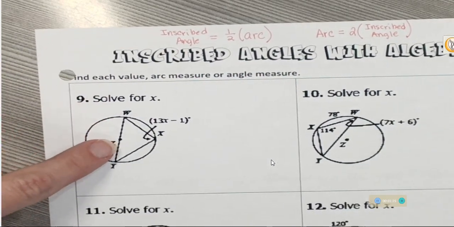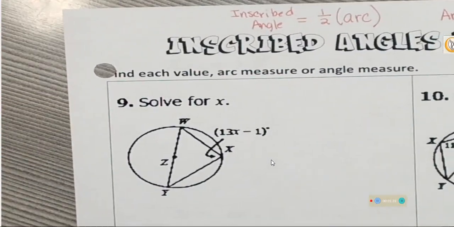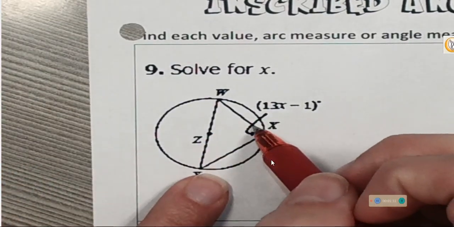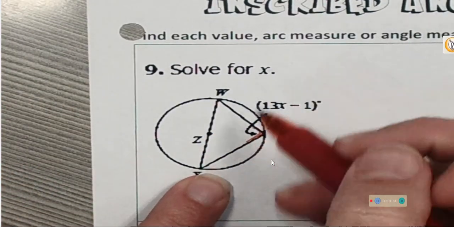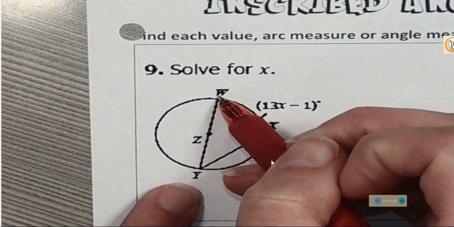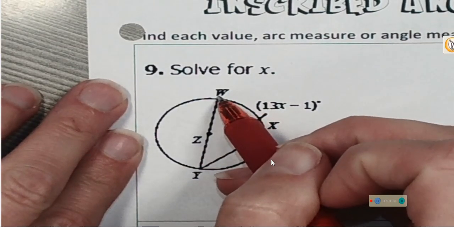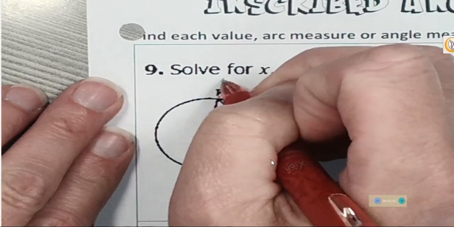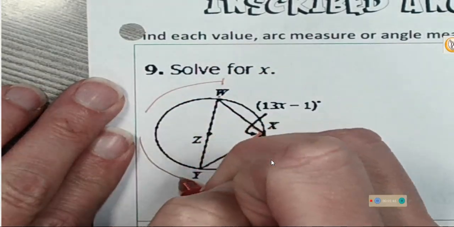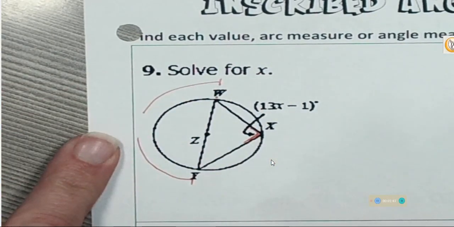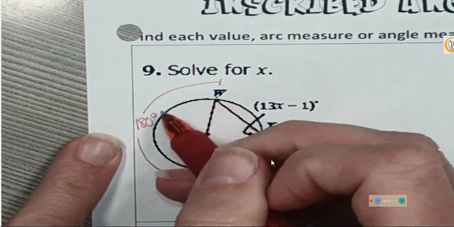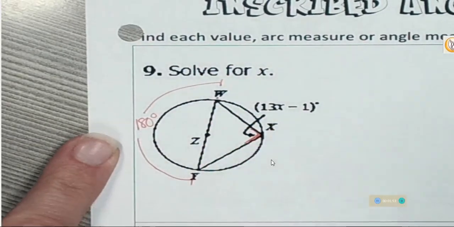All right, so let's go with number 9 right here, okay? You're going to solve for x. So your x is right here in this angle. It opens up to the arc WY. Tell me what you know about the size of arc WY. 180. Why? Because it's a semicircle.